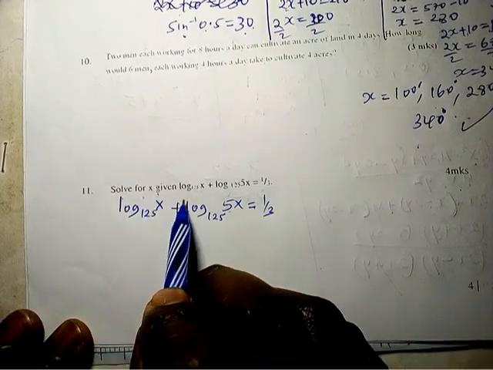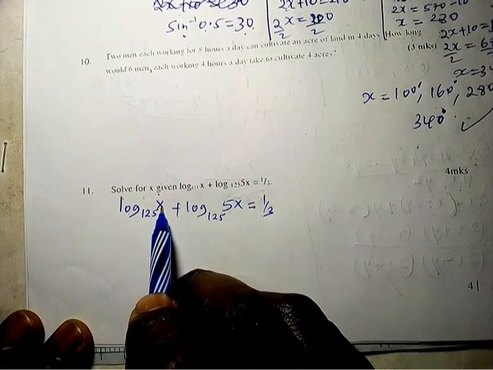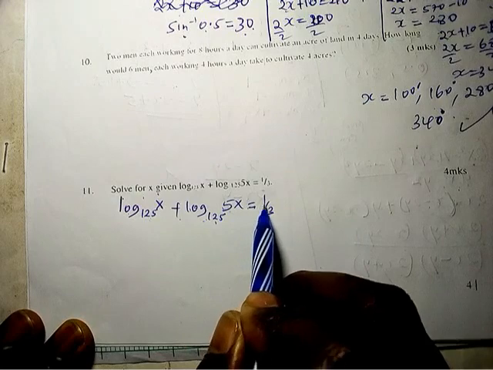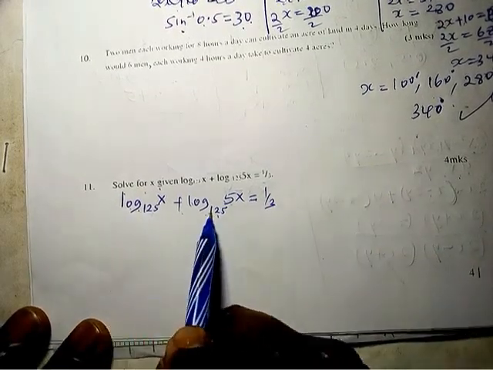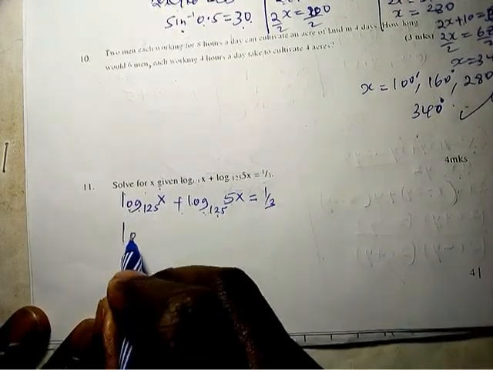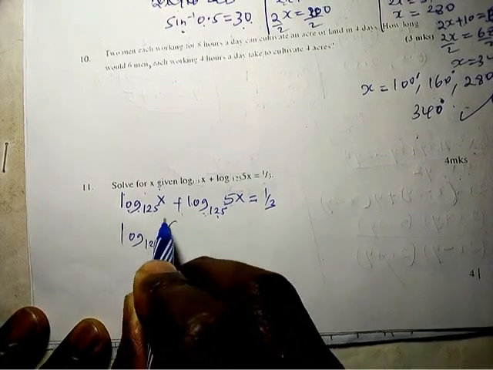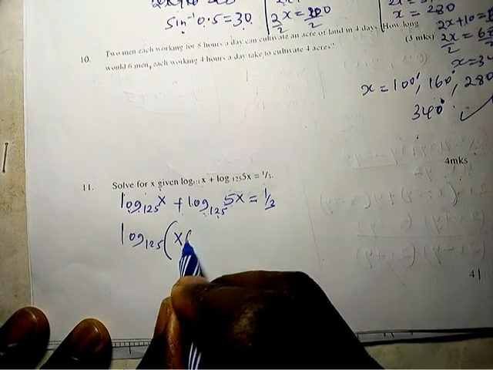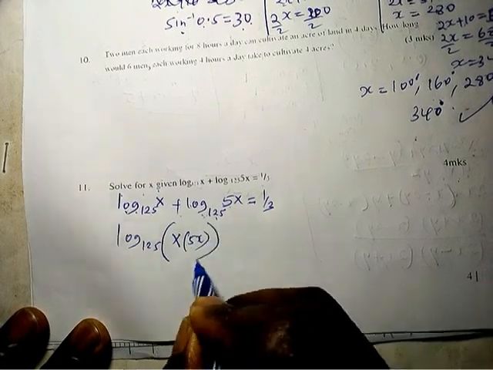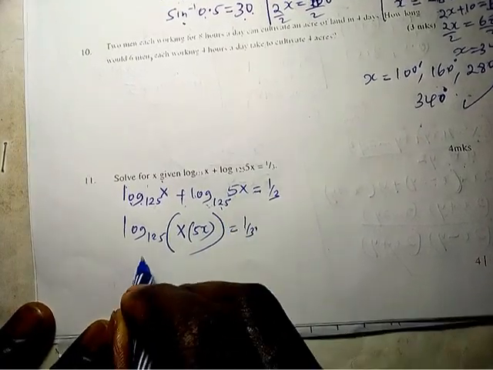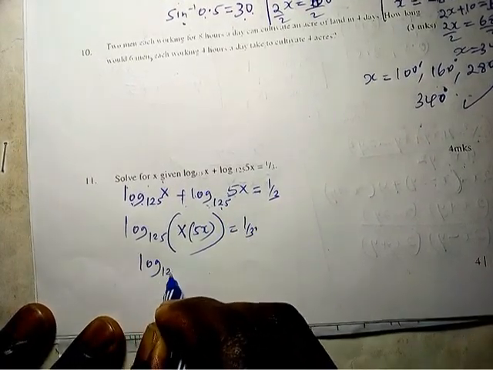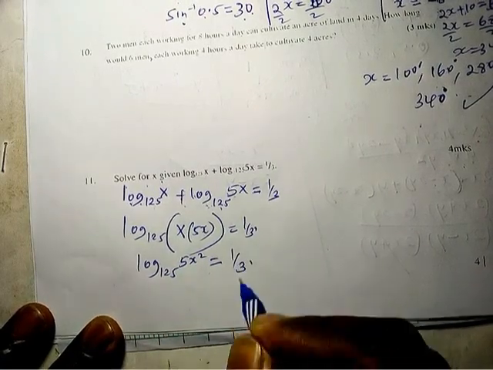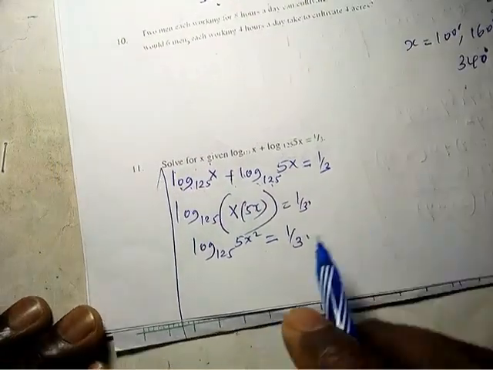Solve for x. Log 125 base 125x plus log 125 base 125x is equal to a third. Since the log is common, we take log 125 into x. Addition means multiplication, times 5x is equal to 1 over 3. So this is the same as log 125 of 5x squared is equal to 1 over 3.